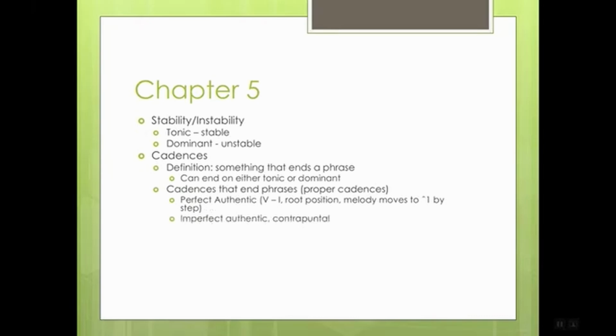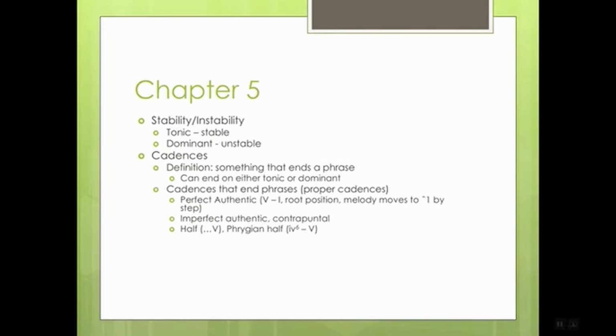So an imperfect authentic cadence is still going to be 5-1 motion like with a perfect authentic cadence, but either one of the chords won't be in root position, or more frequently, the melody resolves on scale degree 3 instead of scale degree 1, or scale degree 5. When both chords are in root position, but it still definitely feels like a cadence, then you call that a contrapuntal cadence. Laitz includes contrapuntal within the category of imperfect. And if any of this is confusing, just go back into chapter 5 and check this out.